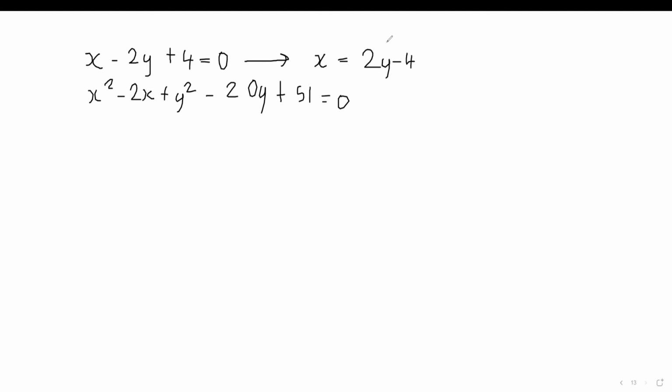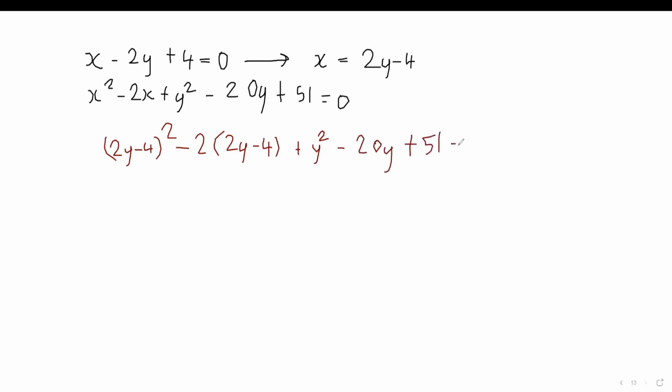Since this is x now, in here we're going to have (2y minus 4) all squared, minus 2 times the bracket 2y minus 4, plus y squared minus 20y plus 51 equals 0.